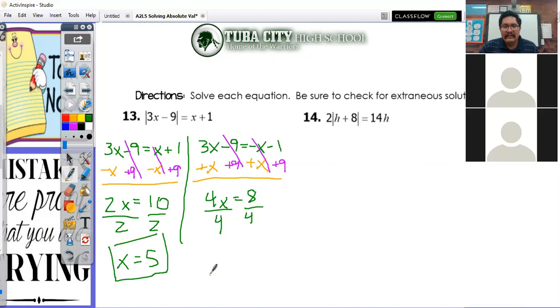And what number times 4 gives me 8? 2. Let's check this one. 2 times 3 is 6. 6 minus 9 is negative 3. But if you take the absolute value, you get positive 3. I'm going to write it here just so I don't forget it. 2 plus 1 is 3, so I get 3 equals 3 if I check it. So this is a working solution also.